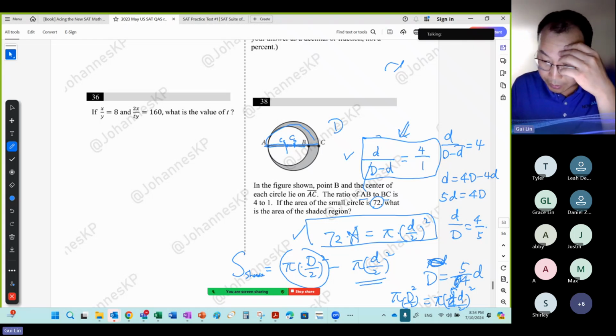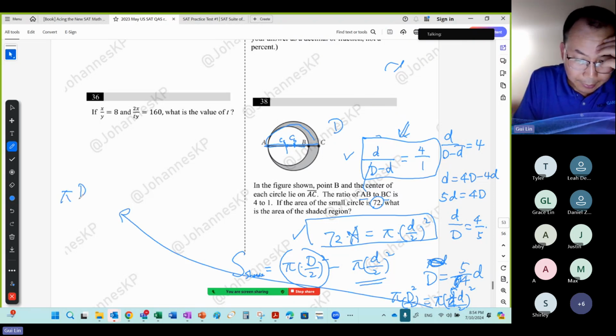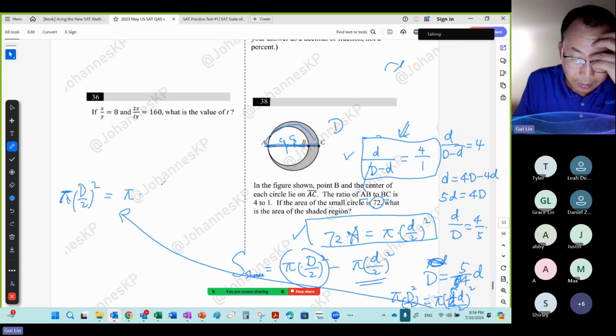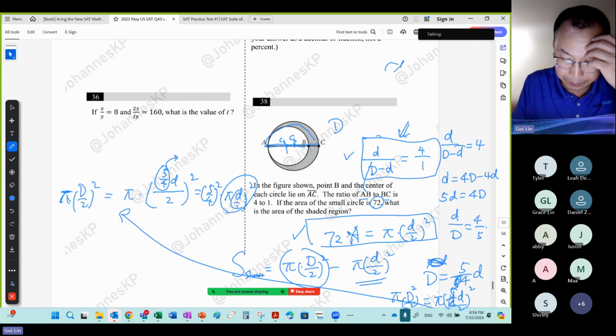Okay, we don't necessarily need to go so deep. Let me go here. So it's pi (d over 2) squared, and we just replace the D with 5 over 4 d, right? So we put this one out separately. It became (5 over 4) squared times pi (d over 2) squared, right? So we know this is 72.